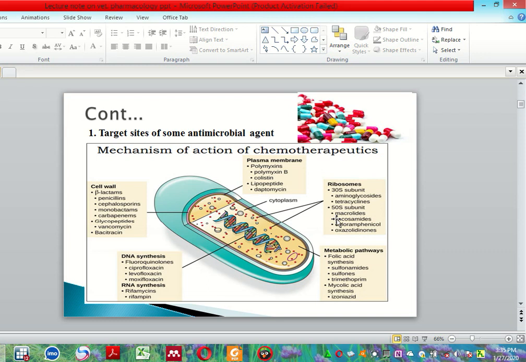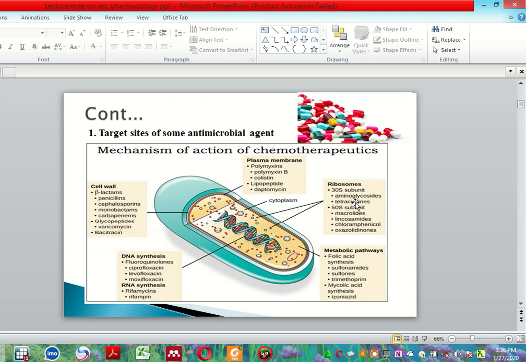and macrolides, lincosamides, chloramphenicol, and oxazolidinones may act on the 50S subunit of the ribosomes and may result in protein synthesis inhibition. Most drugs that act on protein synthesis are bacteriostatic agents, whereas the aminoglycosides, although they act on protein synthesis, result in bactericidal action.